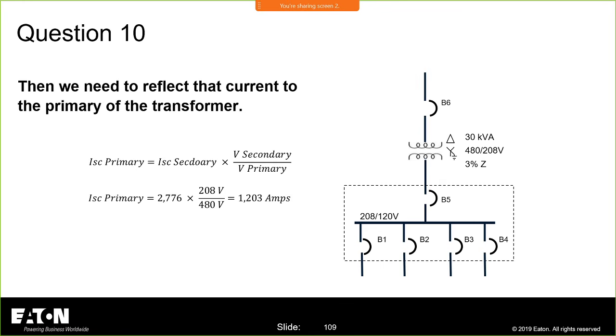Now, if I reflect that current to the primary, remember, I have a fault on the secondary. It's 2.8 kiloamps on the secondary. When I reflect that to the primary, it's 1,203. So when I have a fault on the secondary of this transformer of 2,700 amps, the primary breaker is only going to see 1,200 amps because of that turns ratio.